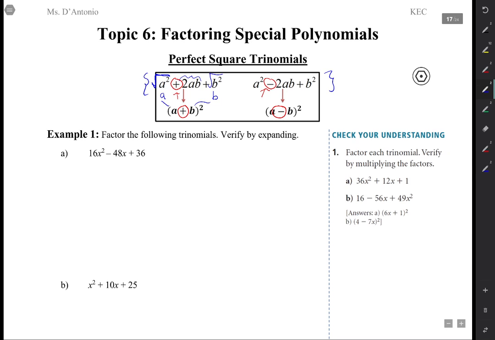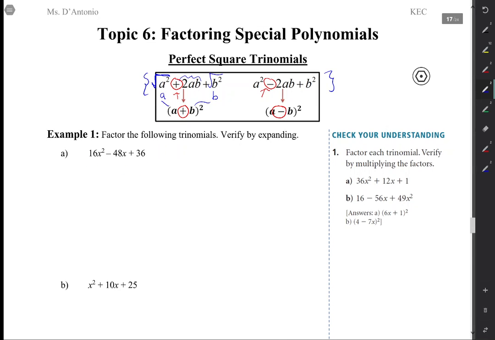In example 1, factor the following trinomials, verify by expanding. You're probably wondering, well, this just looks like the last topic we did where we used the crisscross method. Can't I just use that to factor this? Well, you absolutely can, and you'll get the exact same answer. This is just another way to solve these problems.